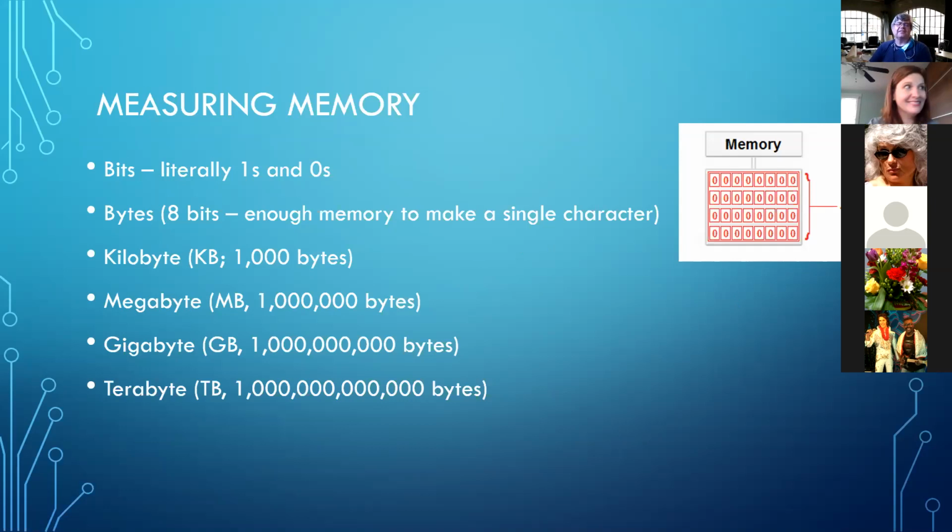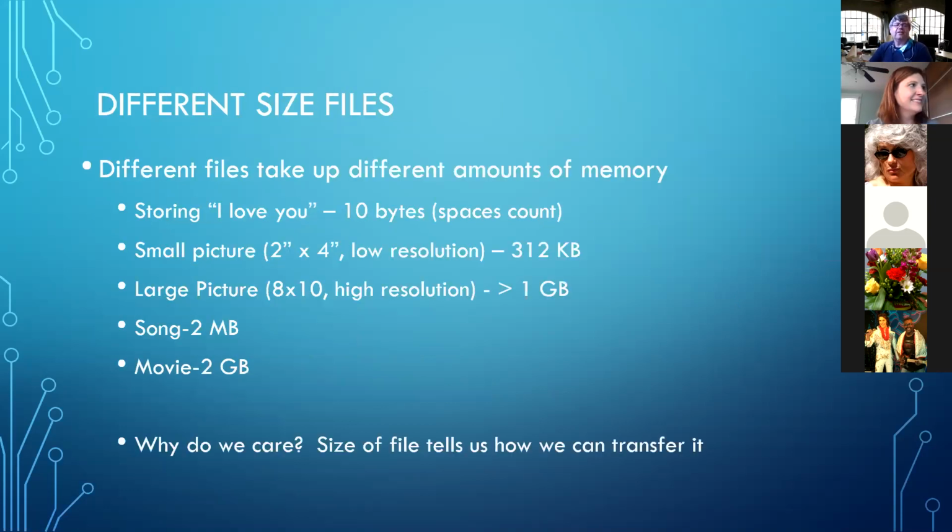This makes it a little more concrete. So for instance, if I was storing the phrase "I love you," that's 10 bytes of information, because spaces count. Spaces are characters too. Small pictures, really small pictures, are about 312,000 bytes of information. That used to be a lot. Today it's not so much.